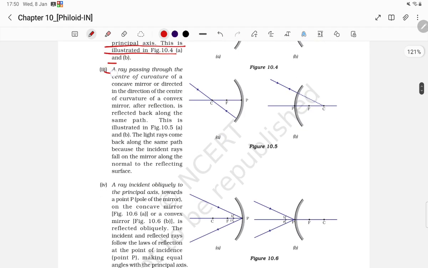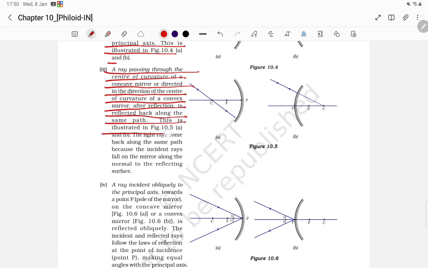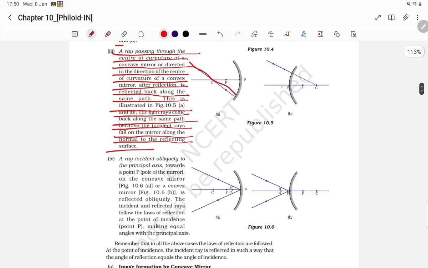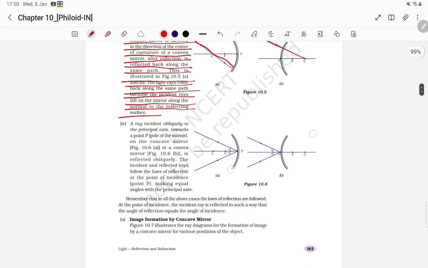The third one: a ray passing through the center of curvature of a concave mirror, directed in the direction of the center of curvature, after reflection is reflected back along the same path. This is illustrated in the figure. The light ray comes back along the same path because the incident ray falls on the mirror along the normal to the reflecting surface. So if it passes through the center of curvature, it retraces the same path.